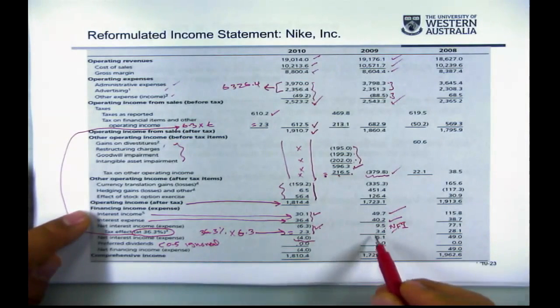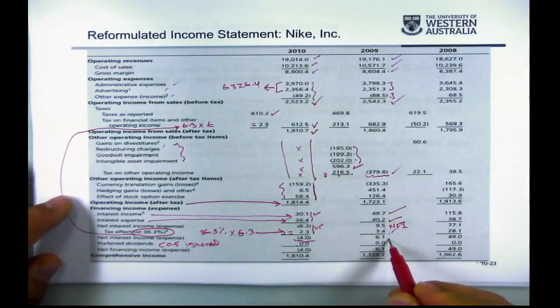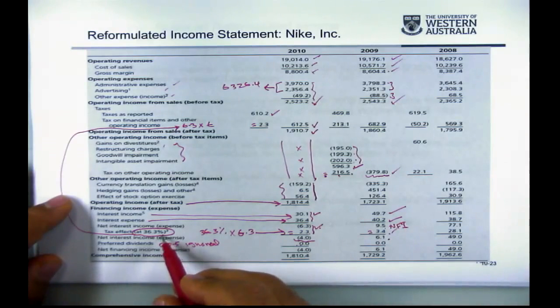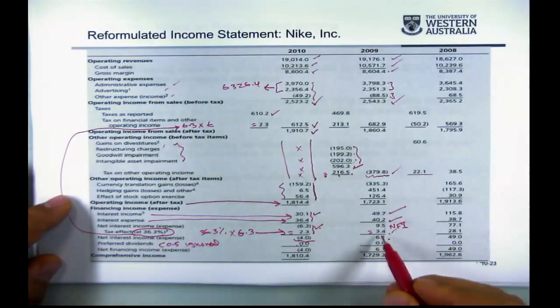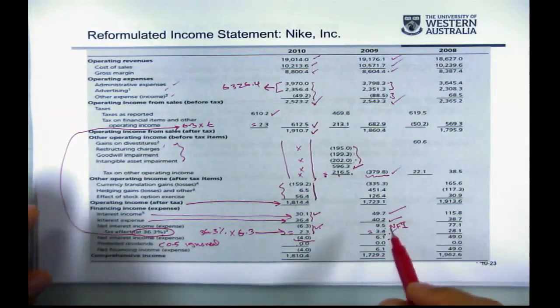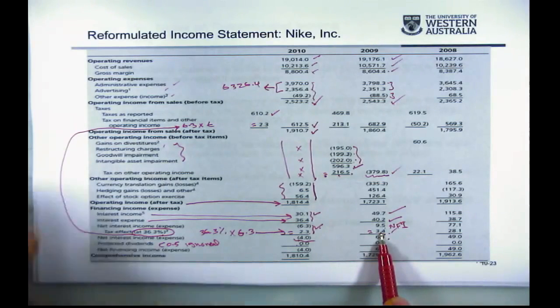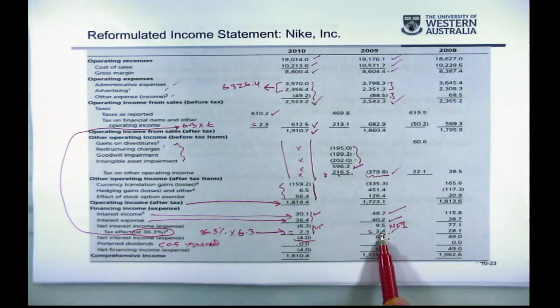And this is the tax on the income, and this is the after-tax income. Okay? So this tax is just the net financial income times the tax rate. Make sense? So this is the tax on the net financial income. Now, what should we do? This is the tax on the net financial income. Should we subtract it or add it?